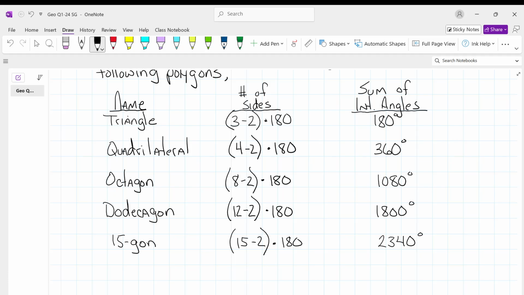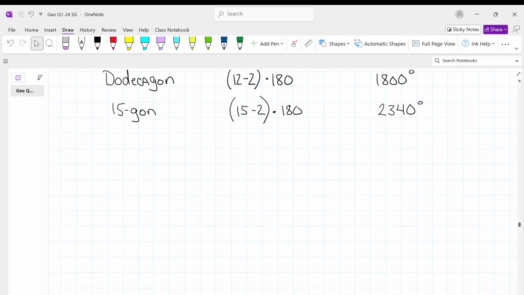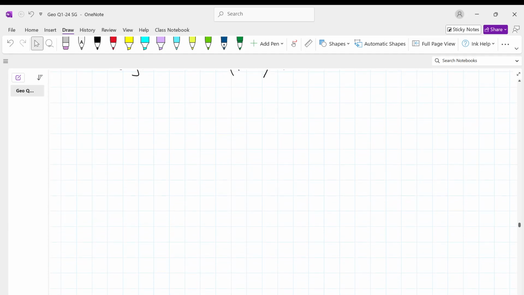Now, you need to know that because if you look at example 1 on page 394, the next progression is to find the missing sides or to find missing angle measures inside of polygons. So let's say that you get a 4-sided shape.